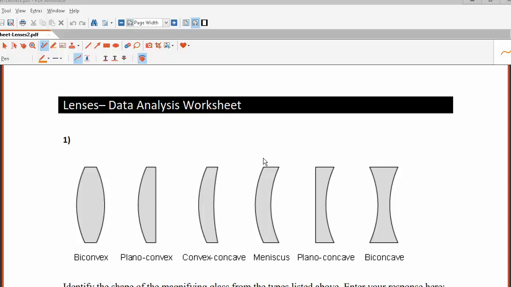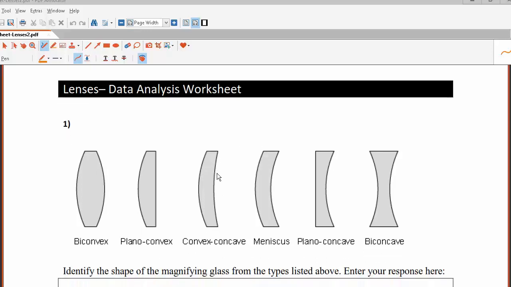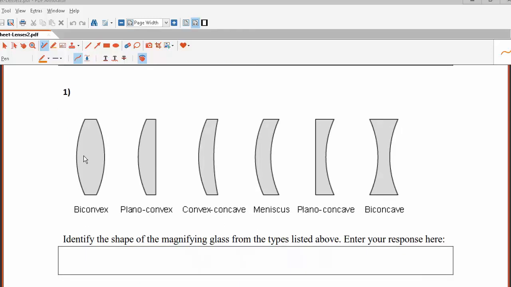This video is to help you complete the data analysis for the lenses experiment. In the first question, you're asked to identify the type of magnifying glass that you have, or the type of lens that you have in the magnifying glass. By inspecting the shape of the glass, you can determine which of the given types your magnifying glass is.